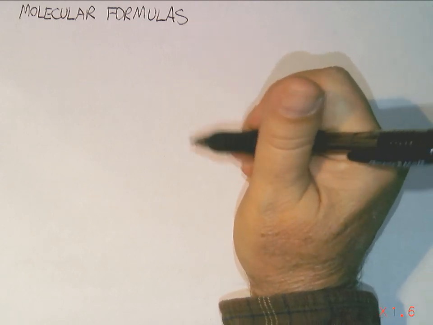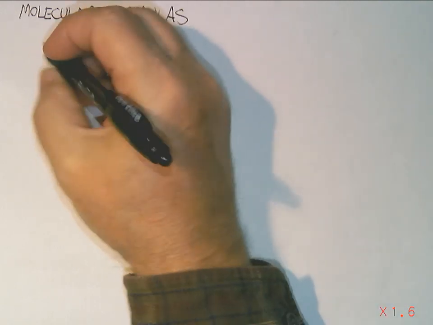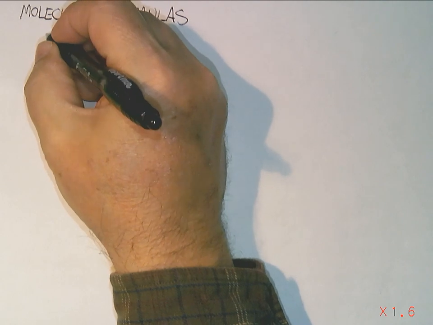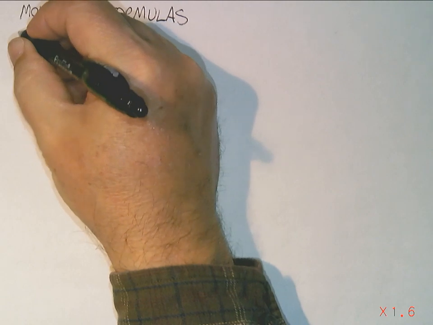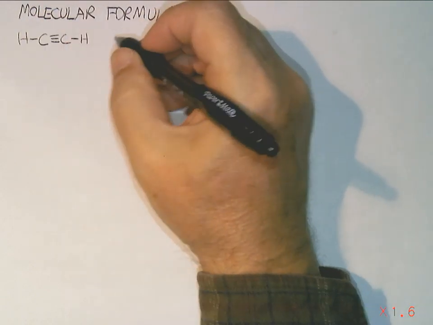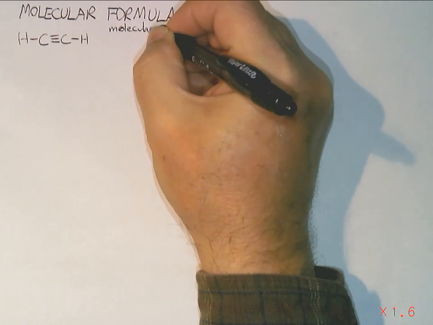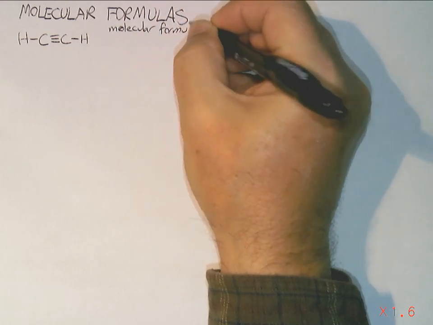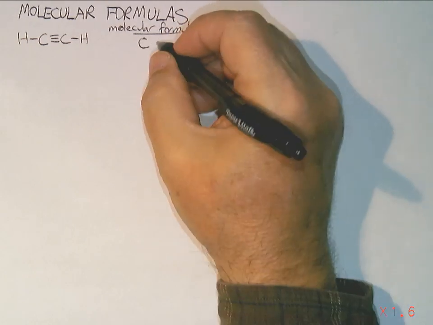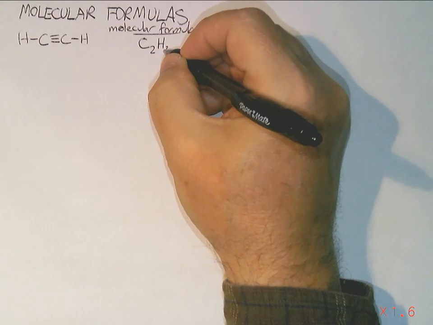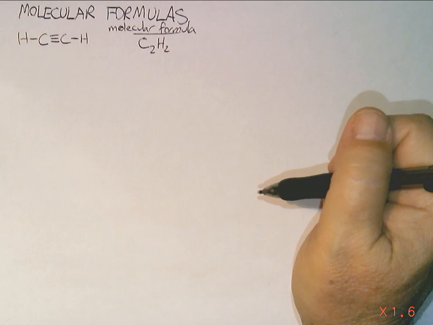For example, let's look at the difference between a molecular formula and an empirical formula. If I have acetylene, here's the Lewis structure for it. The molecule looks like this. So the molecular formula is going to look like C2H2. Okay? Because there are 2 hydrogens in there and 2 carbons in there.